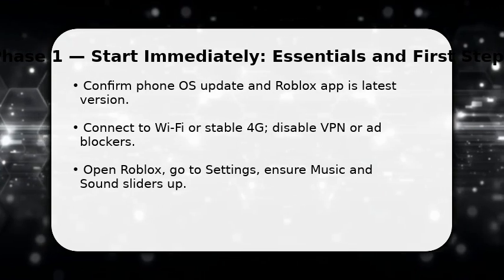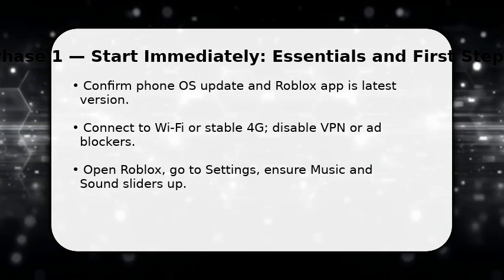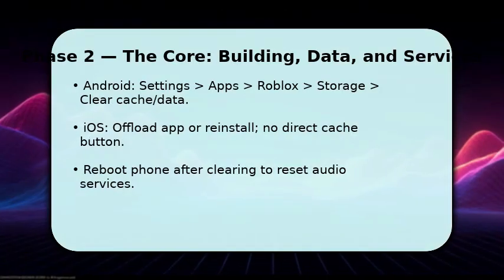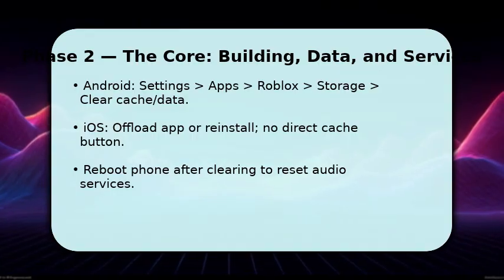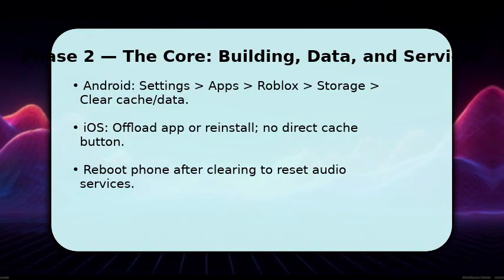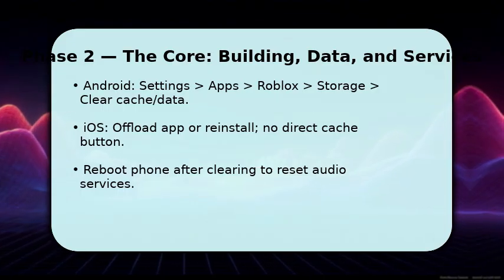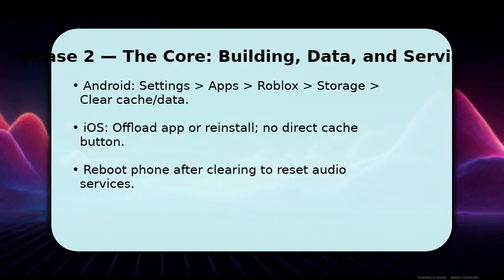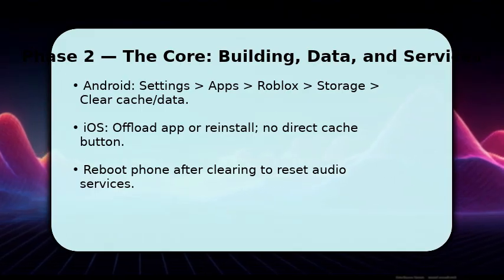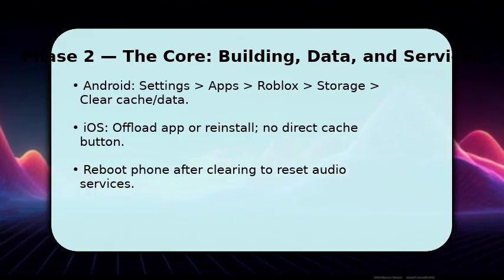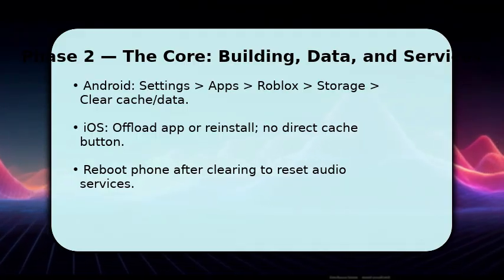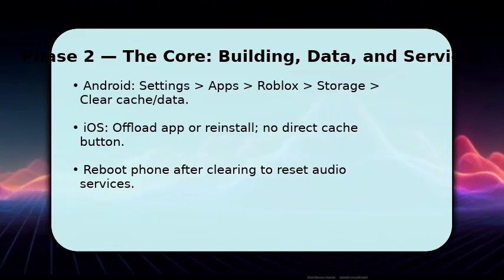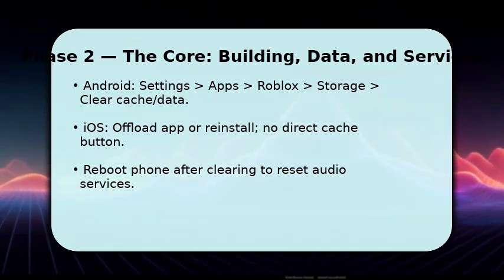Now clear corrupted app storage, which often blocks audio. On Android, go to Settings, Apps, Roblox, then Storage and clear cache. If that fails, clear data. On iOS, offload the app from storage or remove and reinstall to purge cached files. Reboot your phone after removing data so system audio services reinitialize correctly. Then open Roblox, join a game, and test audio. This resets corrupted state and resolves most.